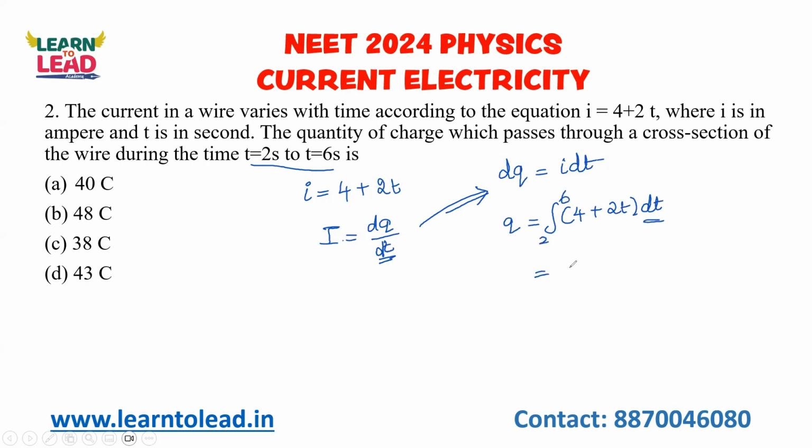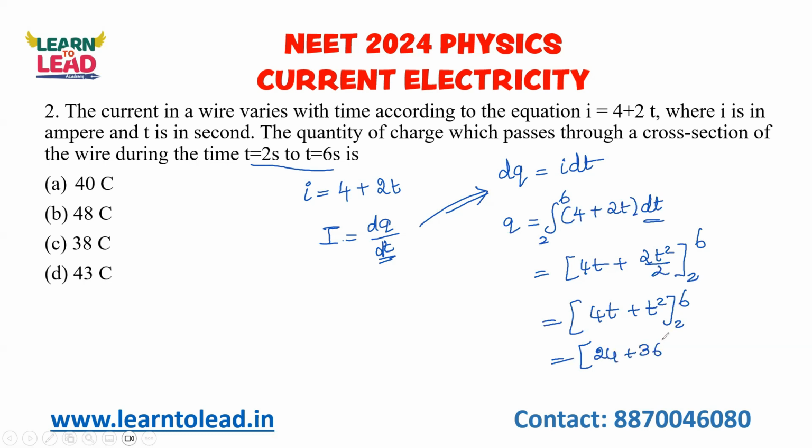If I solve this equation, I'll get 4t plus 2t square by 2, from 2 to 6. So 4t plus t square, from 2 to 6. Substituting the upper limit first: 24 plus 6 square, 36, minus the lower limit: 2 fours are 8 plus 4. So what is 24 plus 36? 60 minus 12 is equal to 48 coulomb. That is your answer. So option B is your answer for this question.